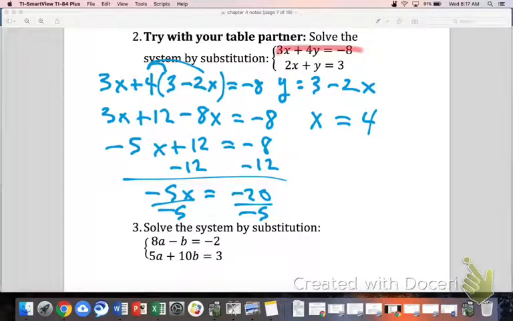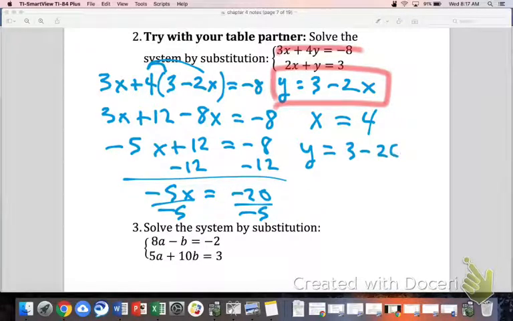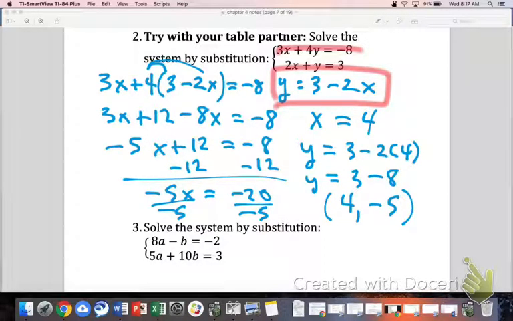So which equation do you think would be the easiest to plug back in? Yeah, and not just the bottom one, but maybe this version of the bottom one, right? Y equals 3 minus 2x, again, because it's already solved for y. So I would write y equals 3 minus 2 times 4. 2 times 4 is 8. And 3 minus 8 is negative 5. So my answer would be 4, comma, negative 5. That is where these two lines happen to intersect.